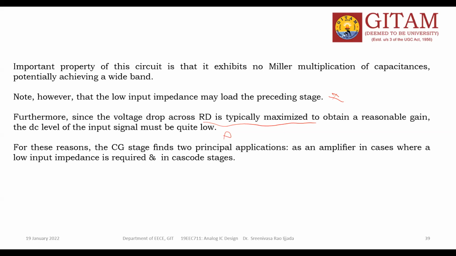For these reasons, the CG stage finds two principal applications. One is as an amplifier in cases where low input impedance is required, and one more is cascade stages. In the cascade, we have common source and common gate structures, which is nothing but the cascade stage. You can use this CG in cascade stages. And one more application of the common gate is amplifiers where low input impedance is required.